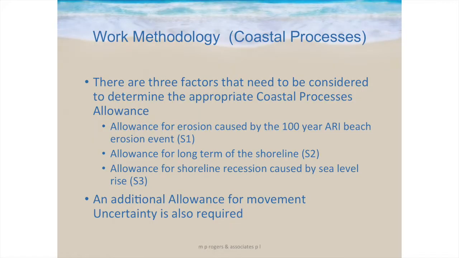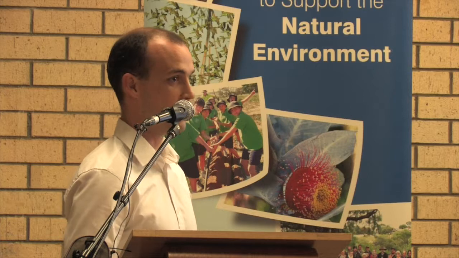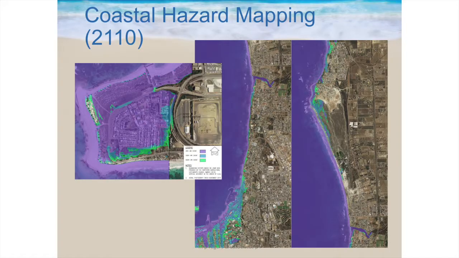There is also an allowance for uncertainty. Obviously, with all these things, there is uncertainty in them, so we provide an additional allowance for uncertainty just to make sure that we have some additional safety in those numbers. In terms of what it means, the outcomes of those studies come up with a whole suite of different maps which show potential risk. So these are the plots for inundation. The detailed plots are all presented in the reports that are on the city's website.